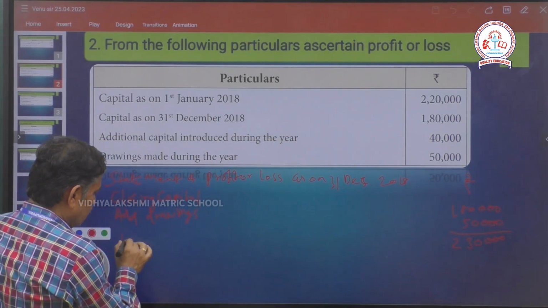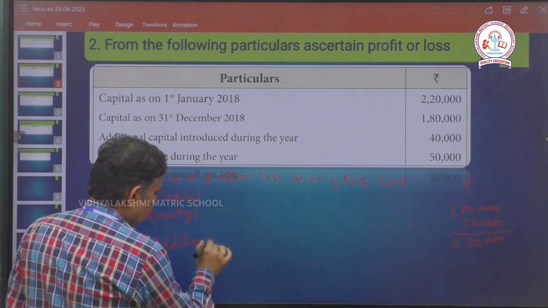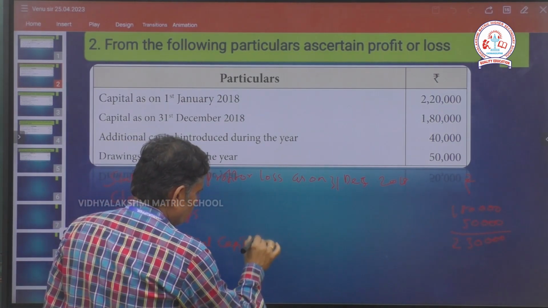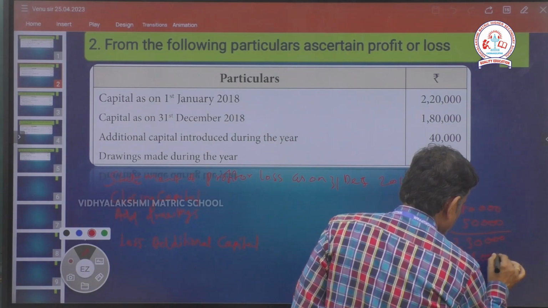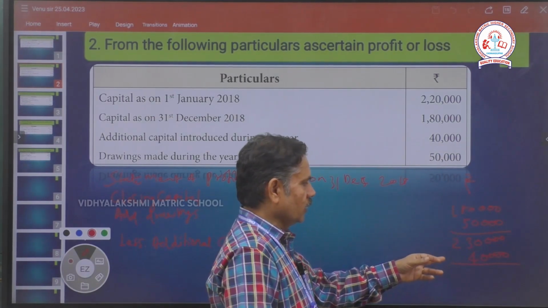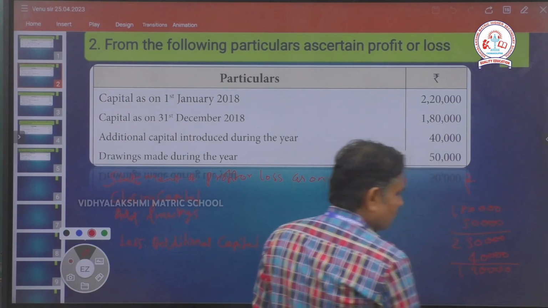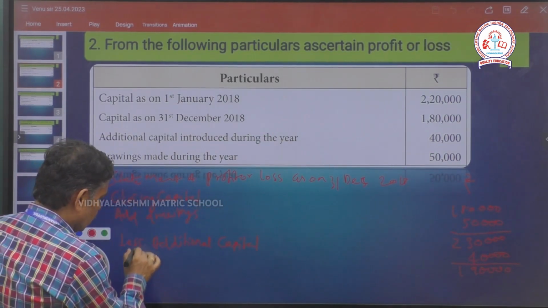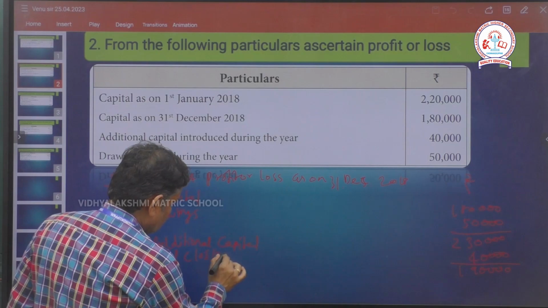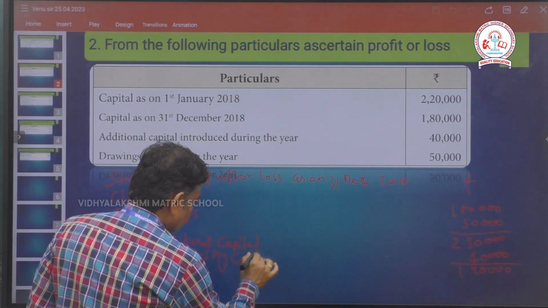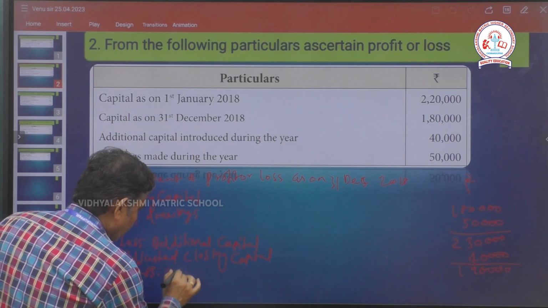Next, less additional capital. What is the value of additional capital given here? 40,000. So 2,30,000 minus 40,000, the remaining you will get is 1,90,000. This value is called adjusted closing capital. After that we will take less opening capital.